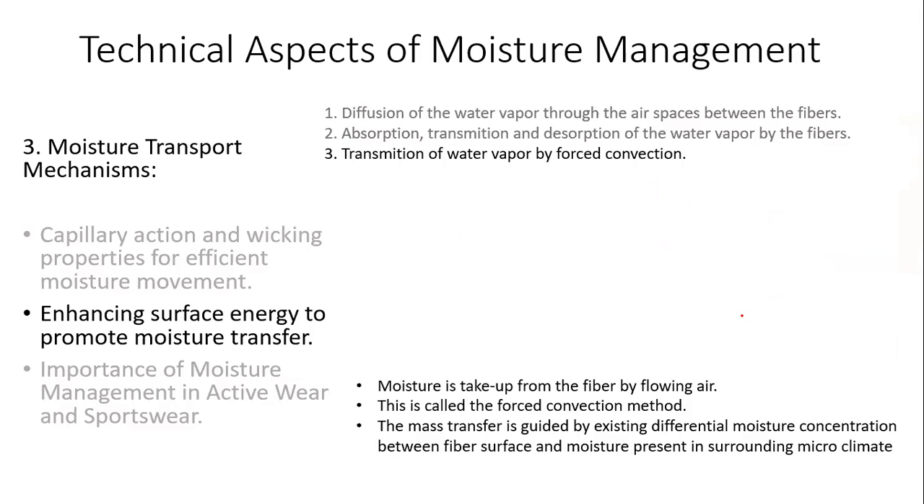And then transmission of the water vapor by forced convection is also very important, because the moisture is taken up from the fiber by the flowing air of the macroclimate. We call this the forced convection model, and it is very important when we look into the enhancement of the moisture management property. The mass transfer of the moisture will be guided by the differential moisture concentration on different sides of the fabric. From the high concentration area to the low concentration area, moisture will get effectively transported through this forced convection method.